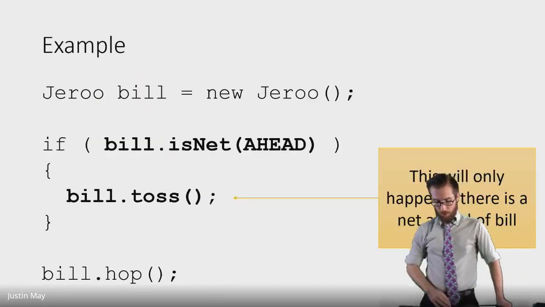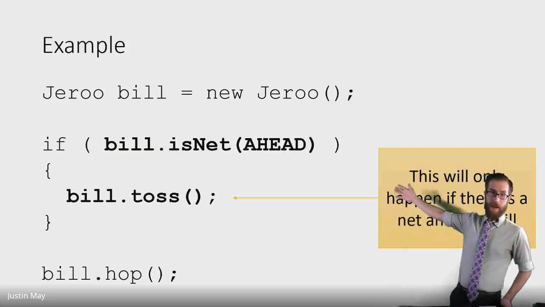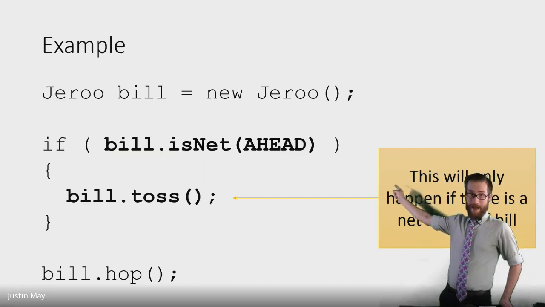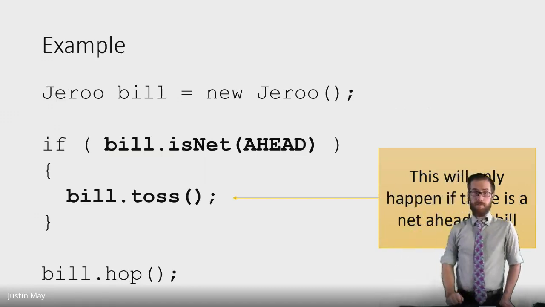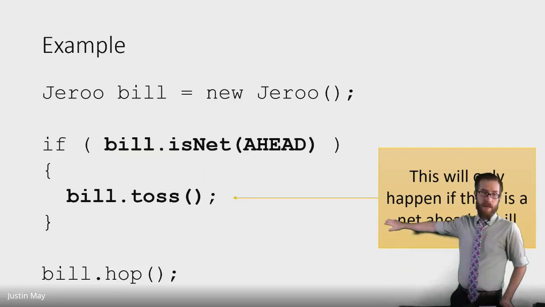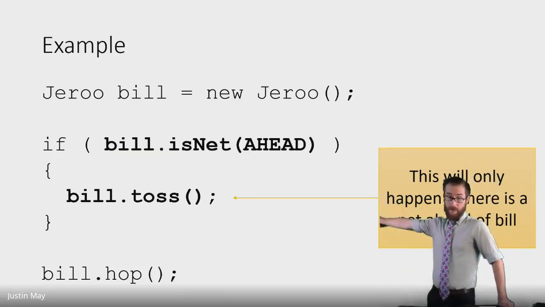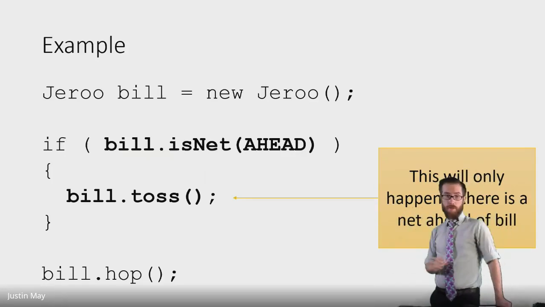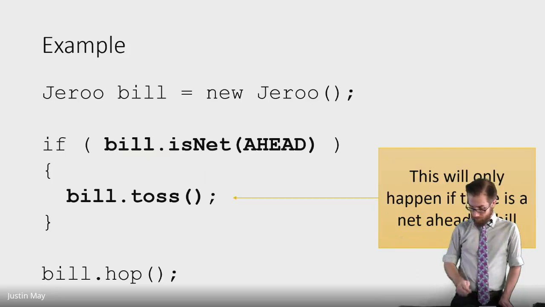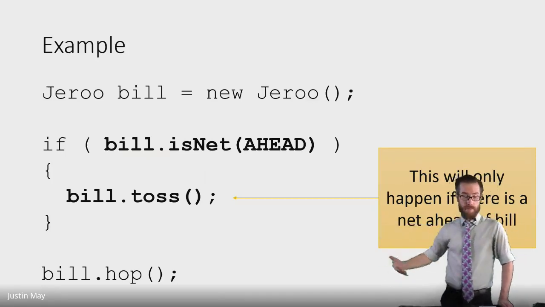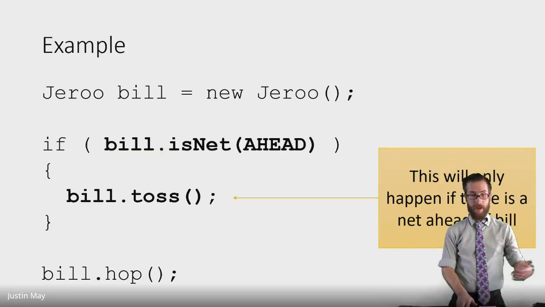So here's some code using this syntax. So if Bill, the Giroux, has a net ahead of him, so Bill that is not ahead, then Bill will toss a flower because there's a net and flowers destroy nets. If there isn't a net ahead of Bill, then he won't toss a flower, but this will only happen the one time. And then Bill will hop, no matter what. So the hop isn't part of the if statement. So Bill will always hop, regardless of whether there was a net or not ahead of him.